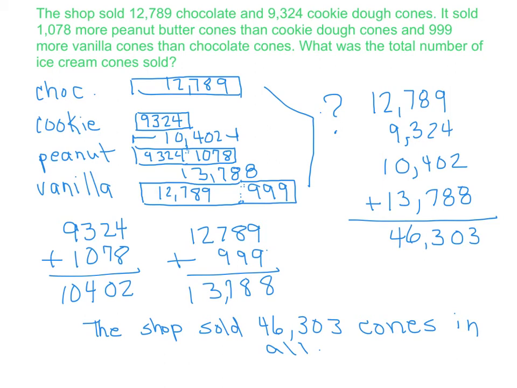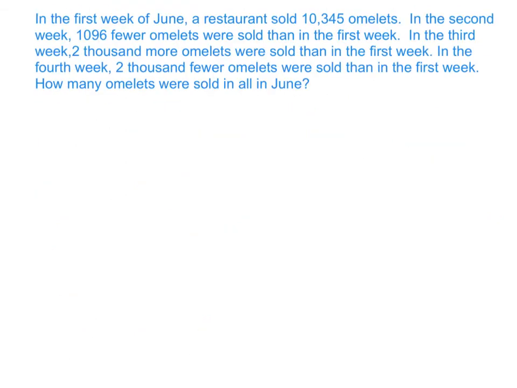Okay. I hope this matches what you got. If not, or if you don't understand something, please ask at school. Okay, here's the third and final problem. I noticed that when we look at this, we are keeping track of omelets sold in 4 weeks. So you're probably going to have as your items first week, second week, third week, fourth week. Off you go. Answer our 3 questions, and then the rest of the problem, and then come back.